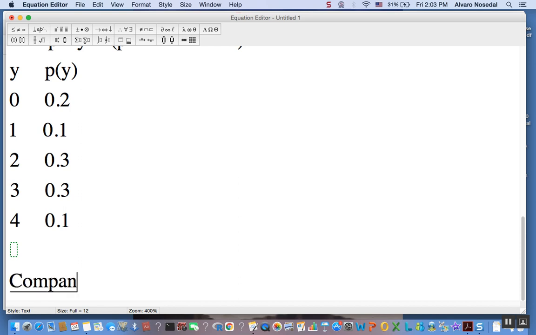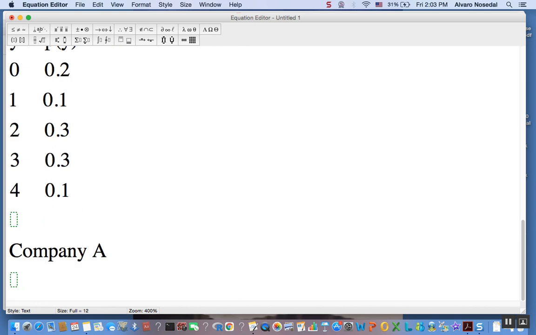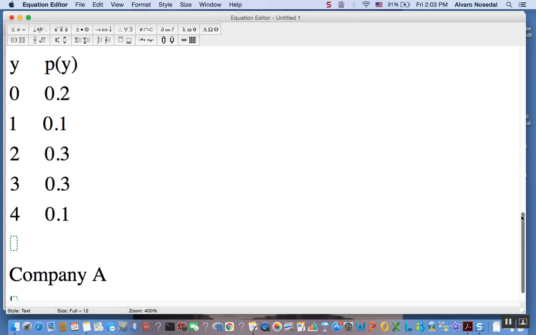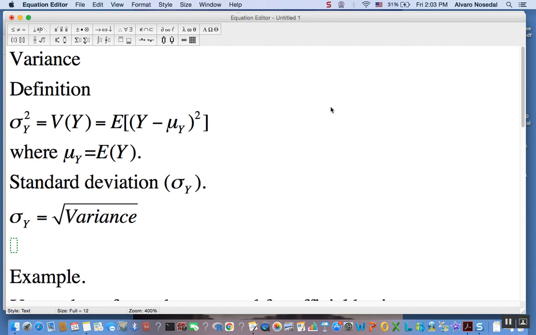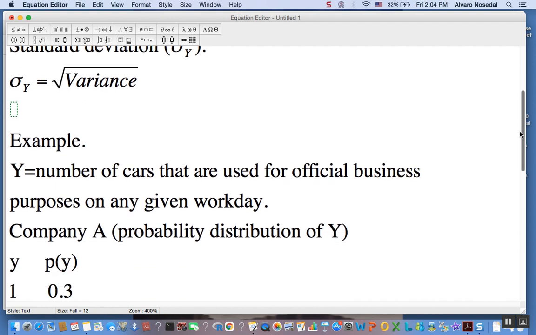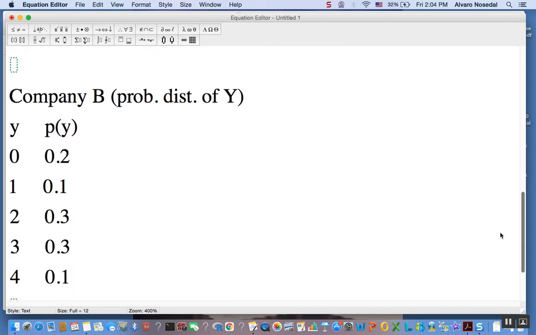Let's find the variance for company A. As you can remember from the definition, let me go back to the definition. Well, in order to find the variance, you need the expected value. Okay, so first step, an intermediate step to find the variance is finding the expected value of the random variable of interest. Okay, so here we go.